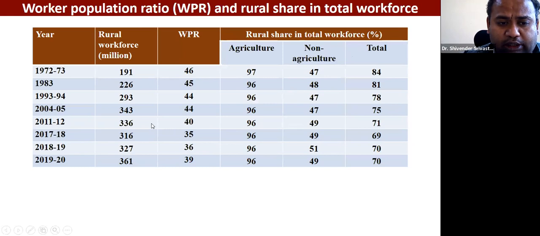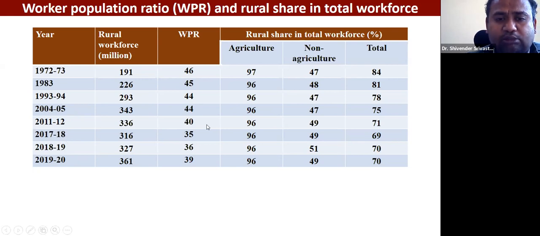Now, recently after 2011-12, as I said, we have the latest data. In fact, I would like to inform you that the Government of India has initiated the periodic labor force survey, where every year data is being collected on different aspects of employment and unemployment. So we now have the latest data up to the year 2019, that is 2017-18 and 2018-19 annual. Earlier, they used to be quinquennial surveys every 5 years, and now they have annual surveys.